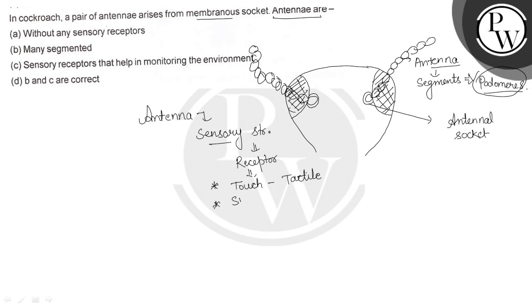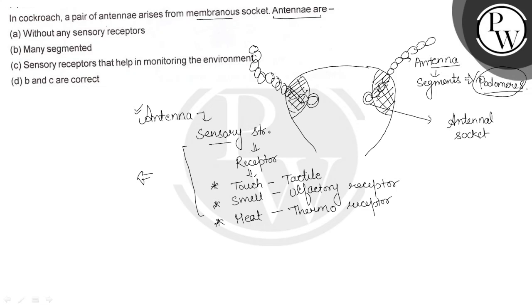They receive smell. So smell के लिए जो receptors होते हैं, they are known as olfactory receptors. And also they receive the signal of temperature. और temperature के लिए जो receptors होते हैं, they are known as thermoreceptors. So these three types of receptors are present on antennae, and with the help of these structures, cockroach can detect the presence of food and any other objects in its surrounding. So it can monitor the environment.